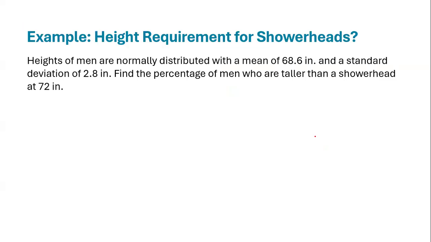Next example, it says heights of men are normally distributed with a mean of 68.6 and a standard deviation of 3.8. Find the percentage of men who are taller than a showerhead at 72 inches. Taller than means more than. So you want to find the probability when x is more than 72.